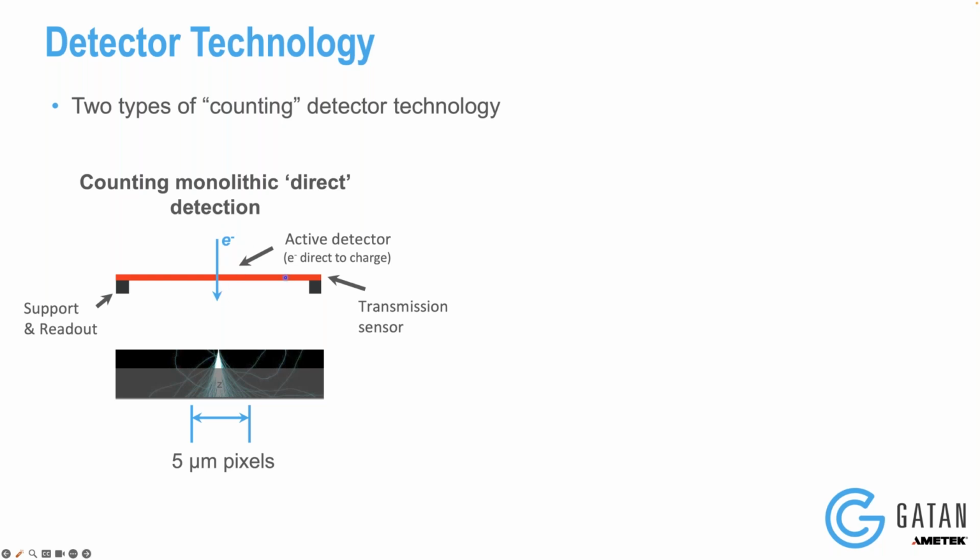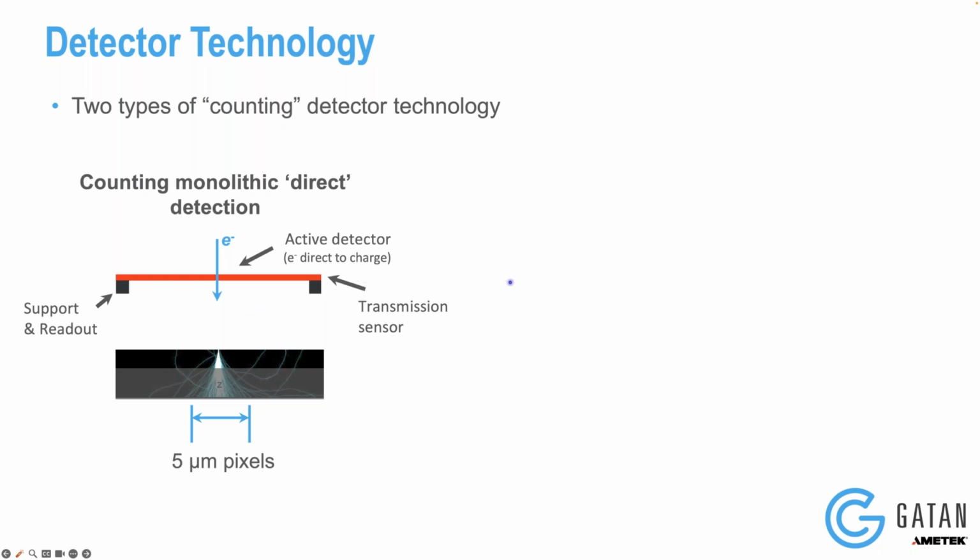The important thing here is this sensor is ultra thin, so it's a transmission sensor. The electrons essentially just go through that sensor. They don't stop, but we're measuring them as they pass by. Pixels here are very, very small, just a few microns. So this is what we call a large format counting detector. You have a large number of pixels in the array, thousands, like 4K or 4K plus.